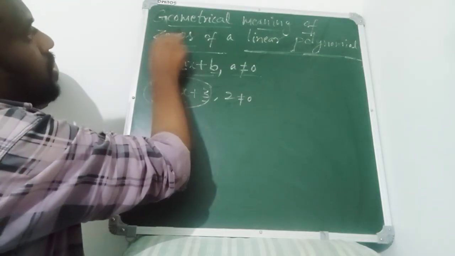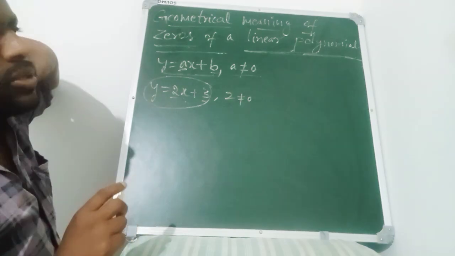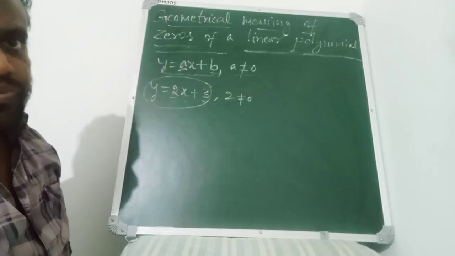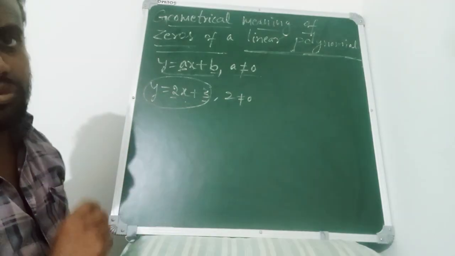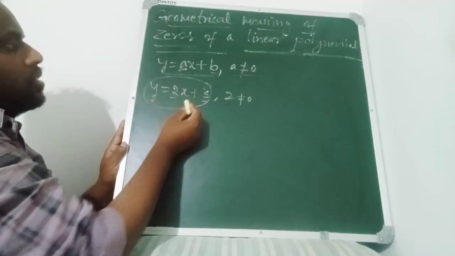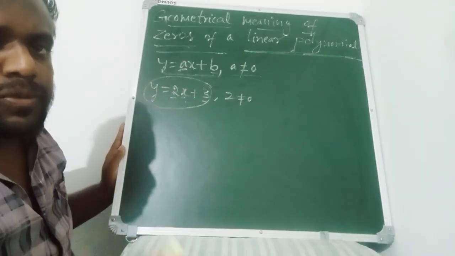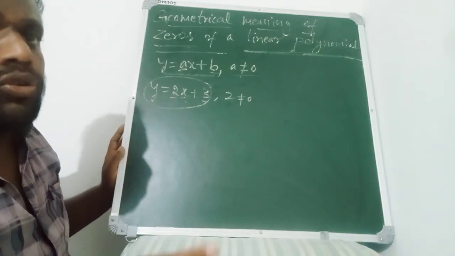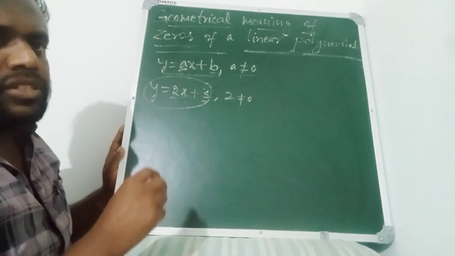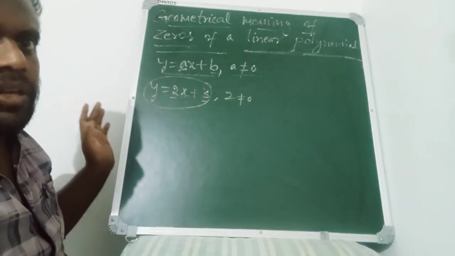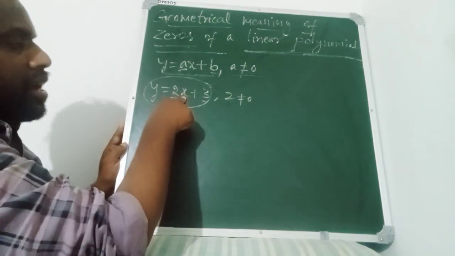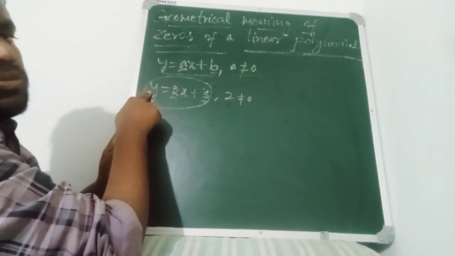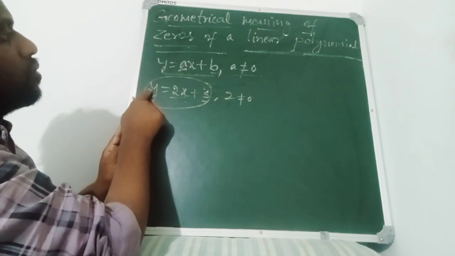Now, zeros of a linear polynomial. Zeros means what? For what value of x, y becomes 0. That x value is called the zero. For example, here x is there, no? If you substitute a value in place of x, like 2, 3 or some constant, and simplify this part, here y should get 0. In place of y we should get 0.